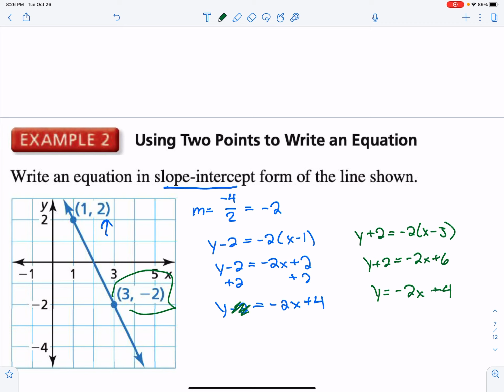I forgot to cross that 2 out on the other side. So there is our answer on this one and this one. Sorry about that. I didn't get that 2 crossed out right there, and that wasn't supposed to be there after I added it to the other side. But we have it correct.